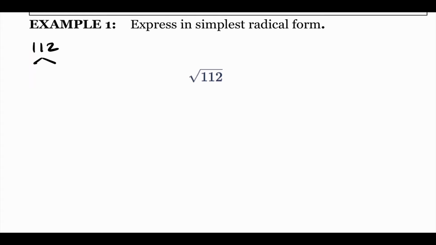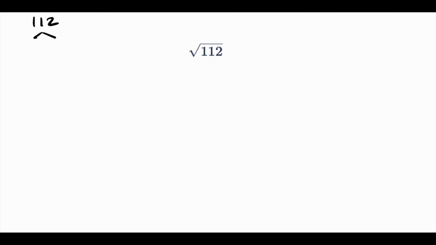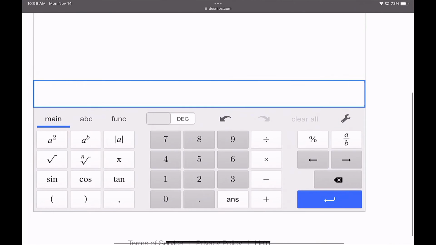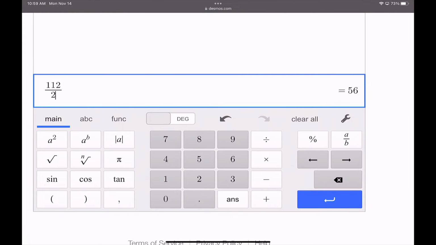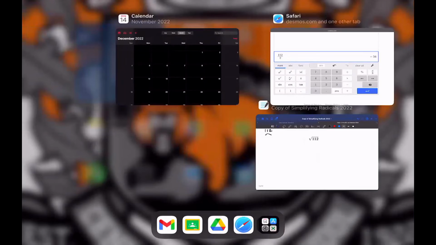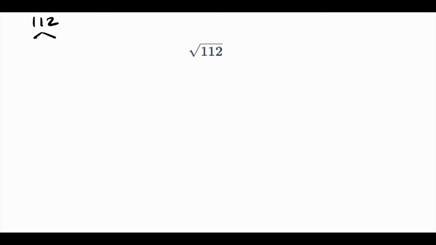So let's see. 112, how do we make 112? Let's see. 112 divided by 2. There you go. 56 and 2. So I'm going to go back to my tree, and I'm going to put 56 times 2. I can still break down 56. 56 is 7 times 8.